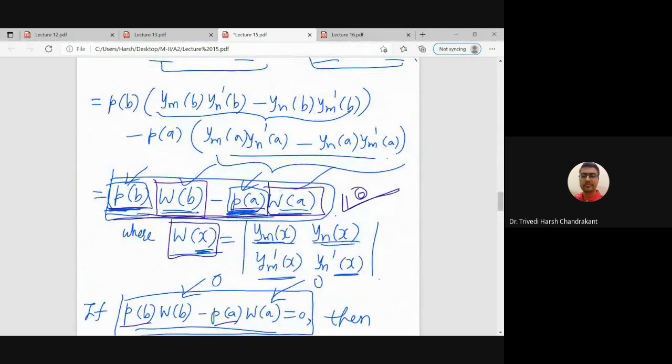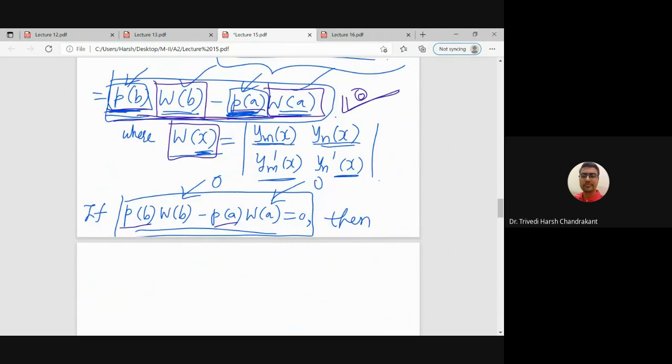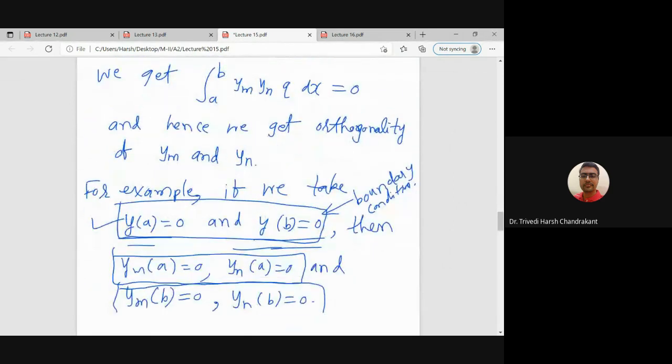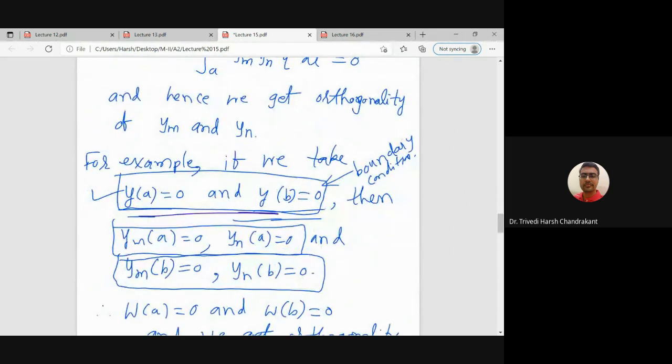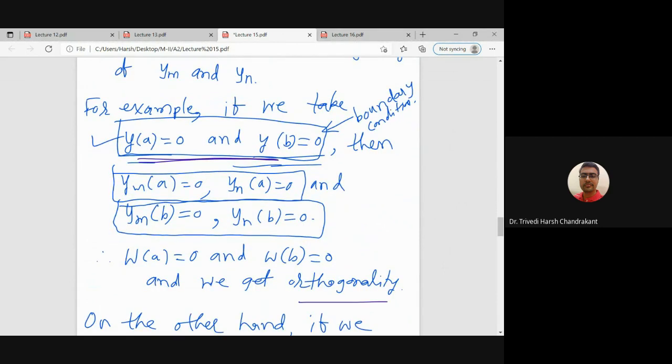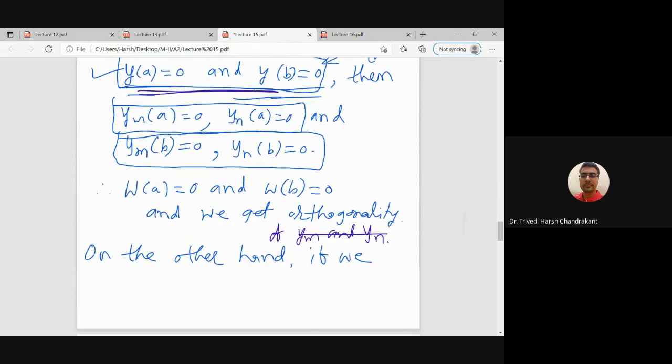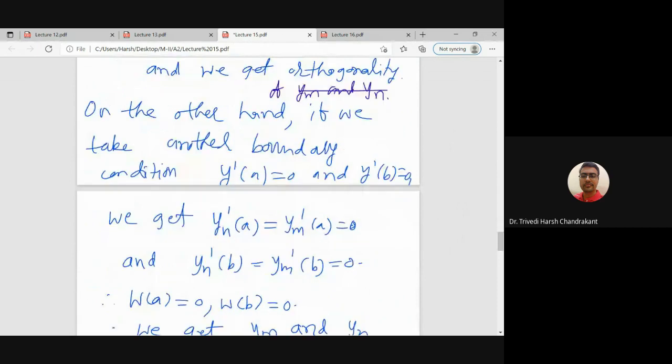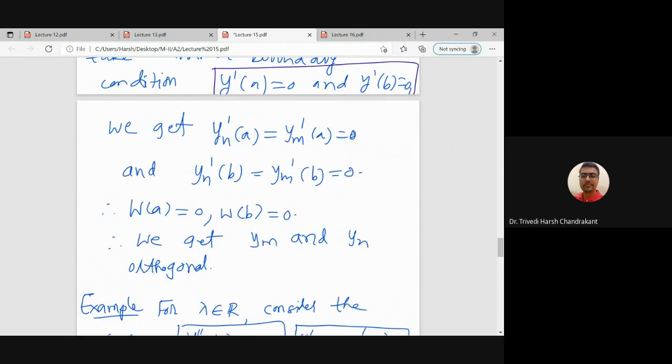On the other hand, if W(a) and W(b) are 0, in that case also we get the orthogonality. So we discussed here that whenever we take this boundary condition, W(a) and W(b) being 0, we get the orthogonality of ym and yn. Similarly, whenever we take the other boundary condition in terms of the first derivative, with W(a) and W(b) being 0, that means we get the orthogonality in that case also.